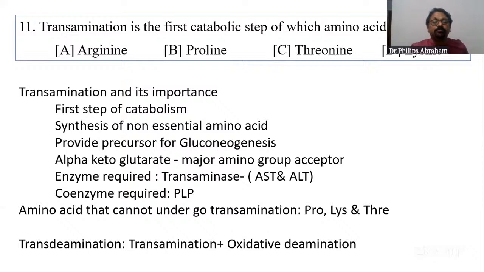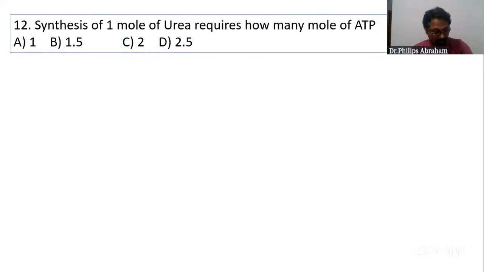Okay, we'll go to the next, 12th question. Synthesis of 1 mole of urea requires how many moles of ATP? In other words, it's about the energetics of the urea cycle. Synthesis of urea takes place through the urea cycle, you know it. So first of all, what is the urea cycle?